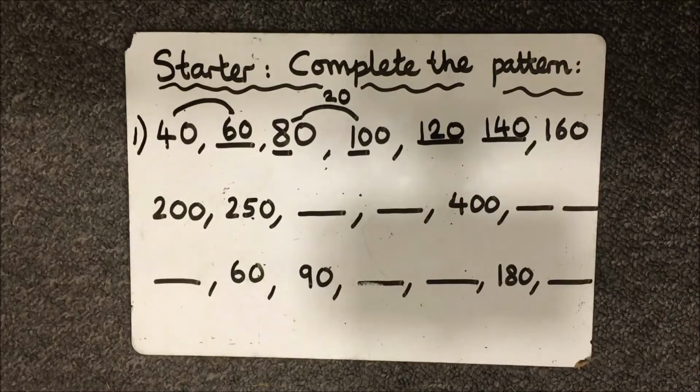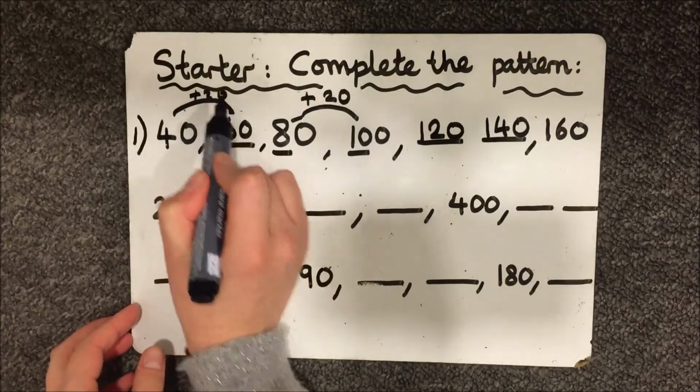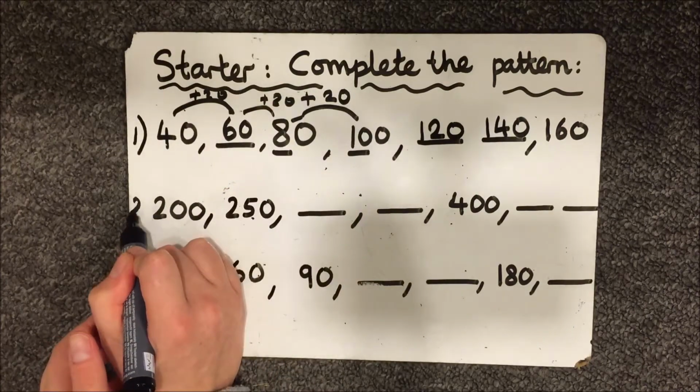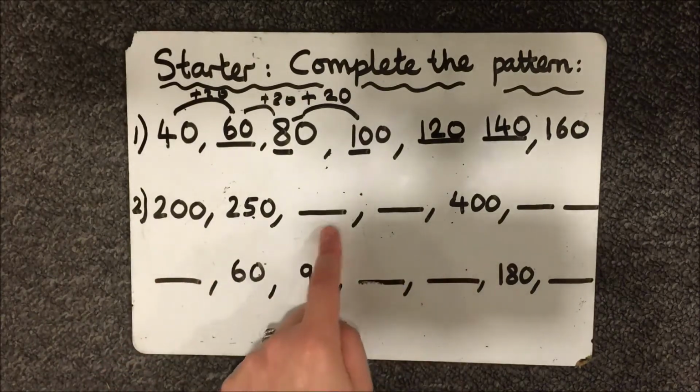Did you get that one? So counting in 20s each time adds on to the jump of 20. Let's try and do number 2. So we have these 3 numbers, and then we've got these gaps.